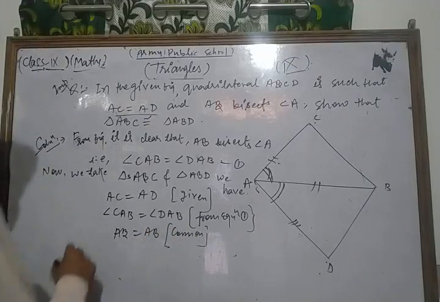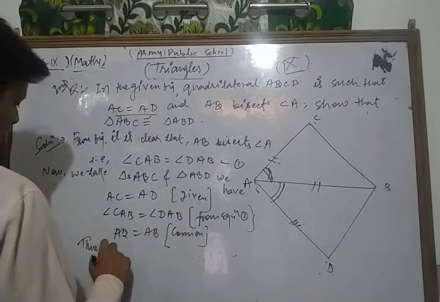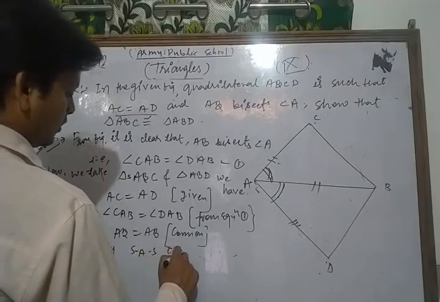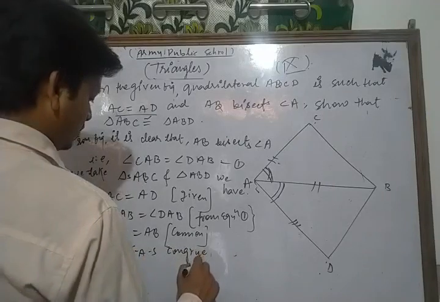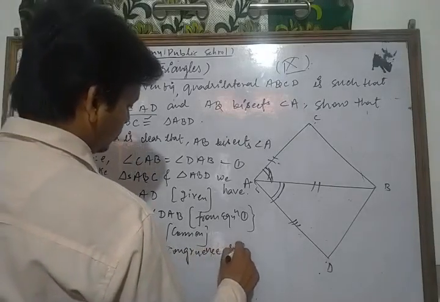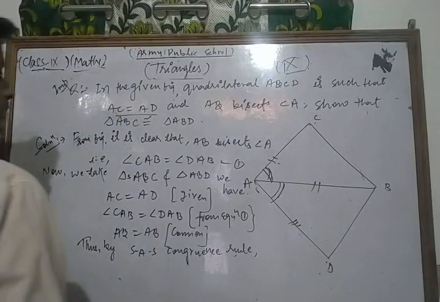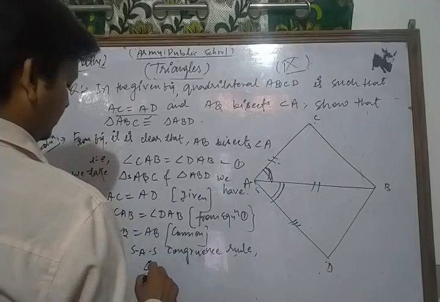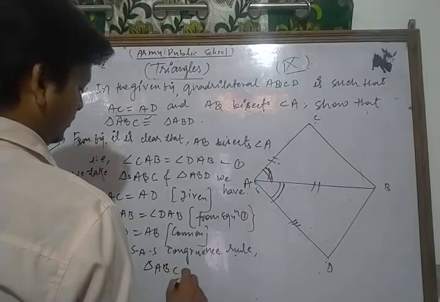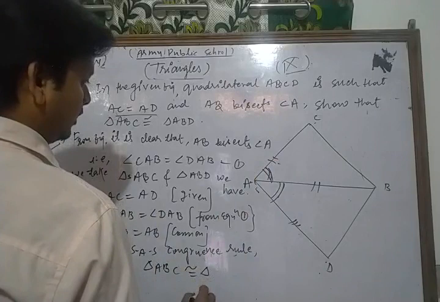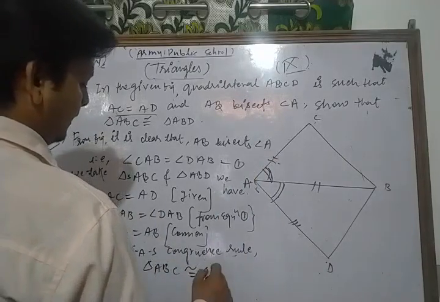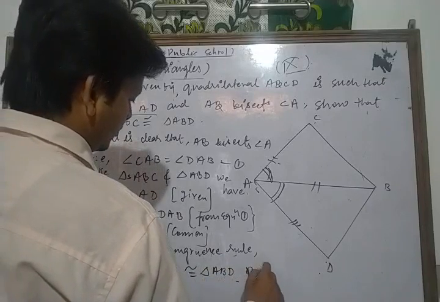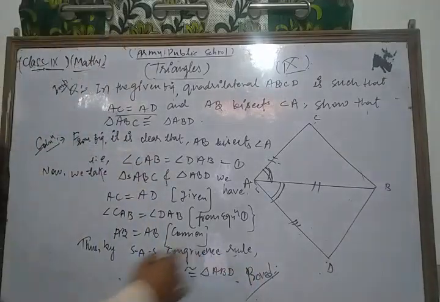Common side. Thus by side angle side, SAS congruence rule, triangle ABC is congruent to triangle ABD. Hence, prove that result.